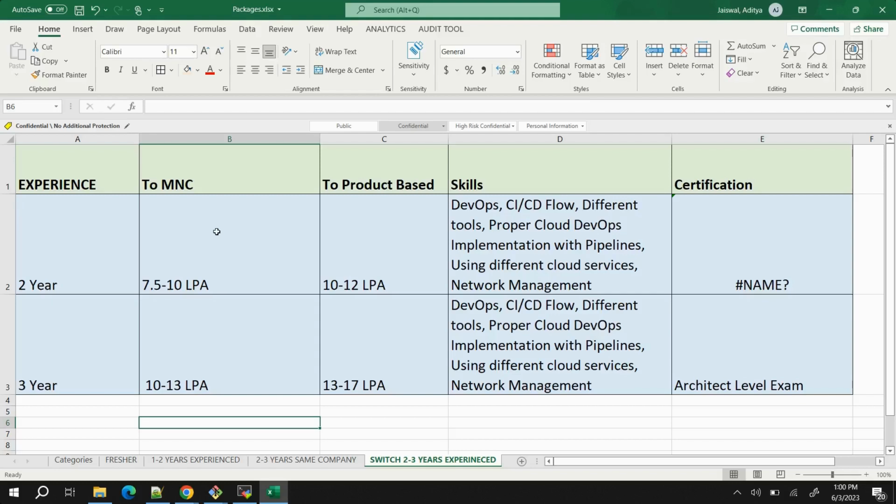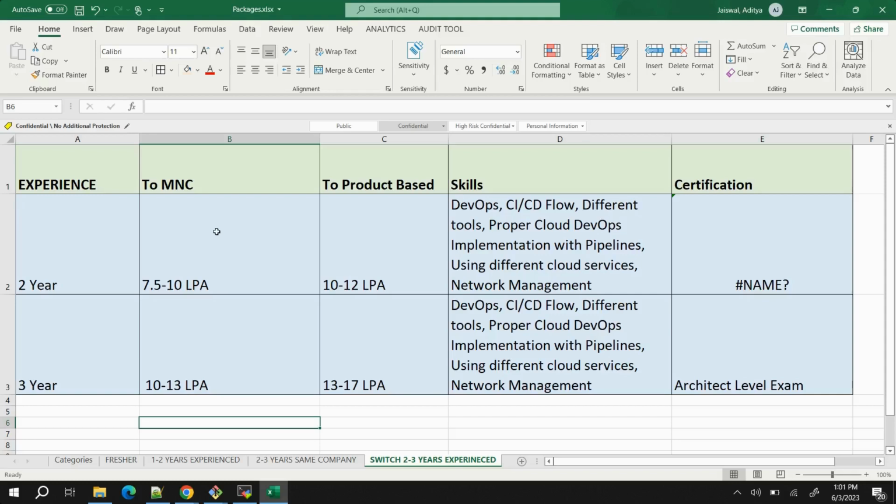Then coming to certification, after 3 years experience, if you have completed your 3 years experience, then you should start studying for architect level exams for both Azure or AWS, whichever you are interested in. In both cases, you can try to study for the architect level exam, infrastructure provisioning, designing the infrastructure, those kinds of things.